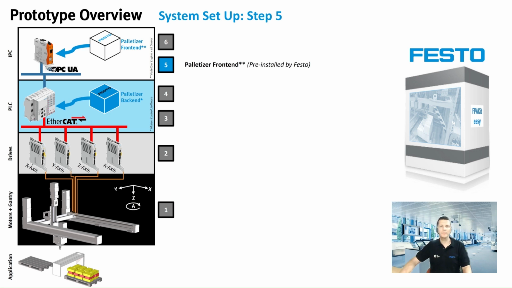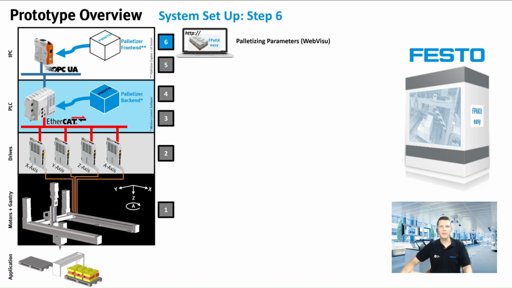Hello. In this video, I will continue with the steps to set up the prototype. Step 5 is about the process to install the Palletizer frontend, which is the Palletizer engine and the user interface server. This is pre-installed in the IPC. So when you buy the Festo Palletizer package, you'll get the IPC with the software already installed.